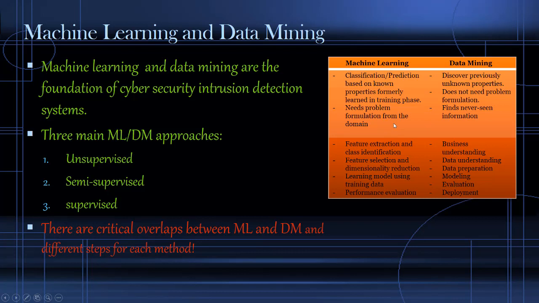The pioneer of machine learning, Arthur Samuel, defined machine learning as a field of study that gives computers the ability to learn without being explicitly programmed. Machine learning focuses on classification and prediction based on known properties previously learned from the training data. Machine learning algorithms need a problem formulation from the domain, like a dependent variable to predict.